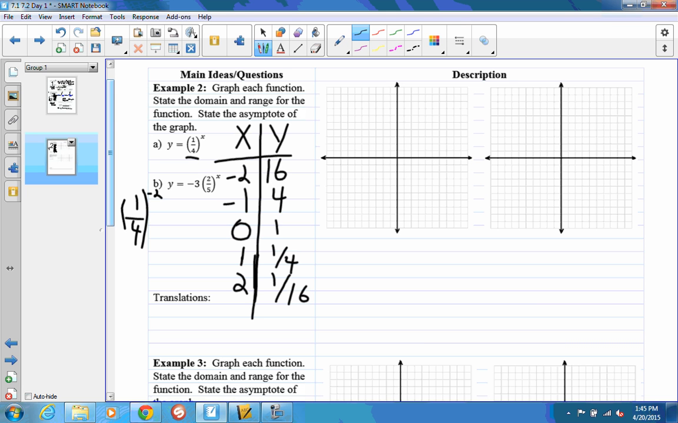-2 and 16, I don't really have. It's way up there, right? -1 and 4. 0, 1. 1 and 1/4. 2 and 1/16.